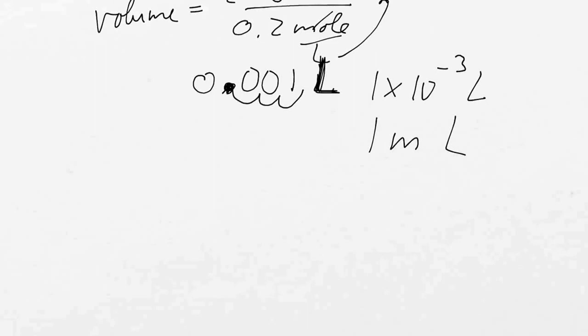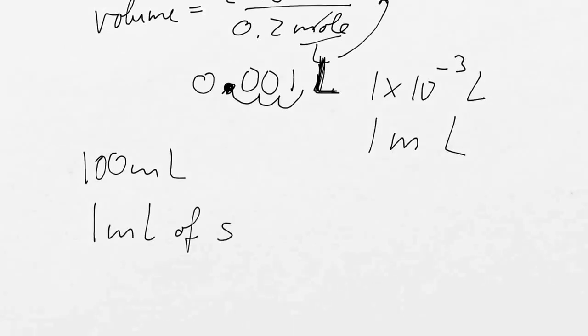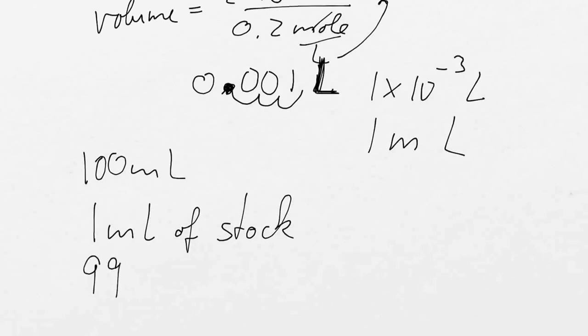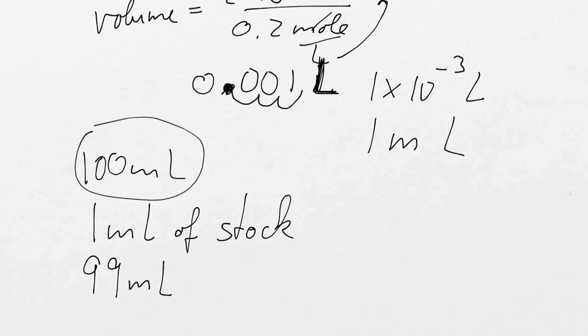So, in order to make these 100 milliliter, what do I need to do? I need to take 1 milliliter of stock solution and how many milliliters of, say, water? 99. Be careful. It's not 100. It's 99, because my total volume should be 100.